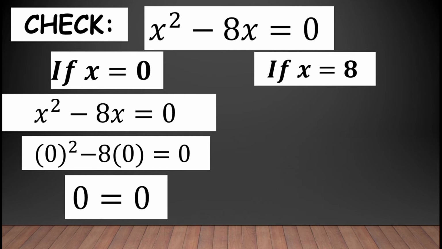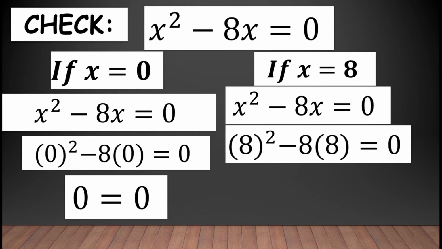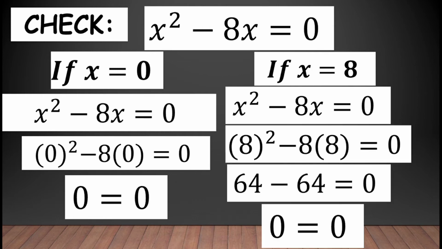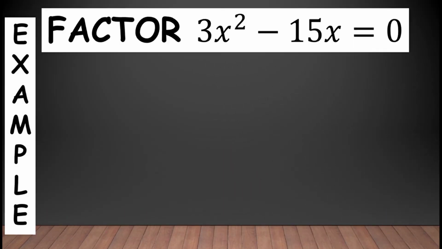If x is equal to 8, again, substitute this in our original equation. Substitute 8, simplify. Again, 0 is equal to 0. This also satisfies the original equation. This means x equals 0 and x equals 8 are true solutions of x squared minus 8x equals 0. Let's have our second example. Factor 3x squared minus 15x equals 0.